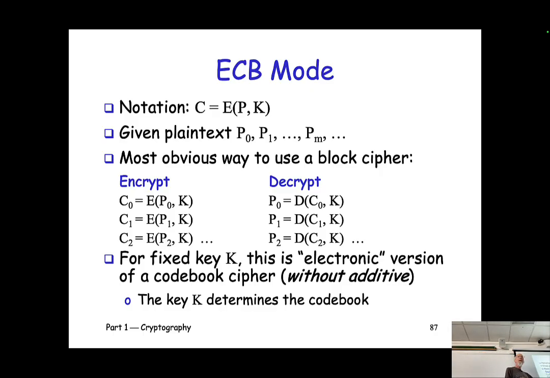Again, the key K determines the codebook. You change the key K, it's a completely different codebook. So Trudy can spend forever trying to guess the key K, and she'll never stumble across the right one because there are too many keys. So this looks good.